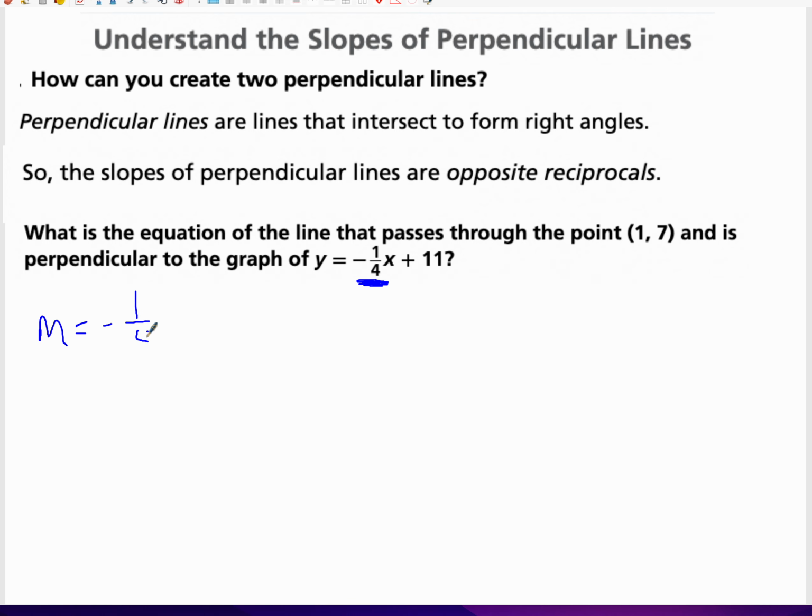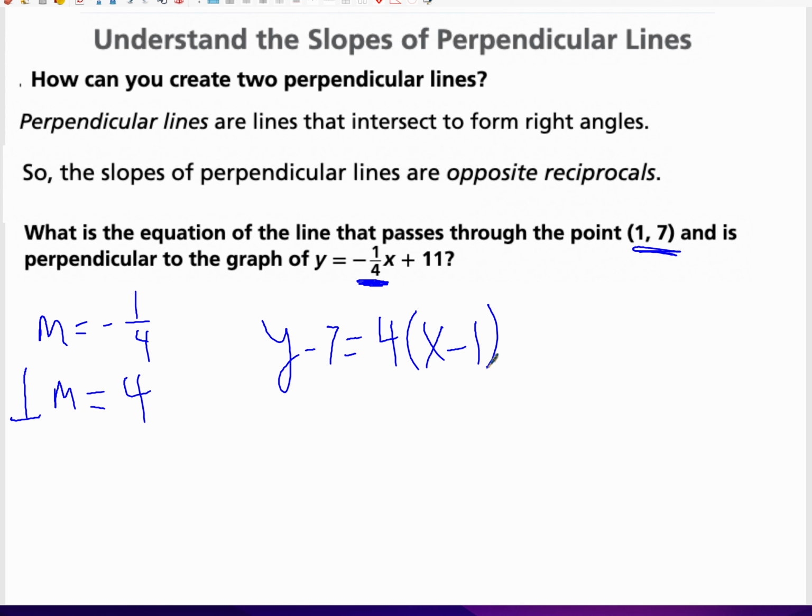So if this is my given slope, and this is the symbol for a perpendicular line, it's an upside down T. So I want the perpendicular slope. Okay, perpendicular slope is positive 4/1, which would just be a positive 4 slope. Okay, so that's the perpendicular line. And I want it to go through this point. So y minus 7 equals 4 times x minus 1.